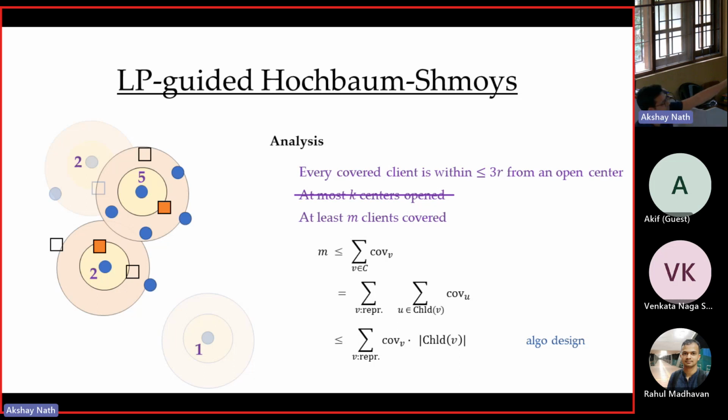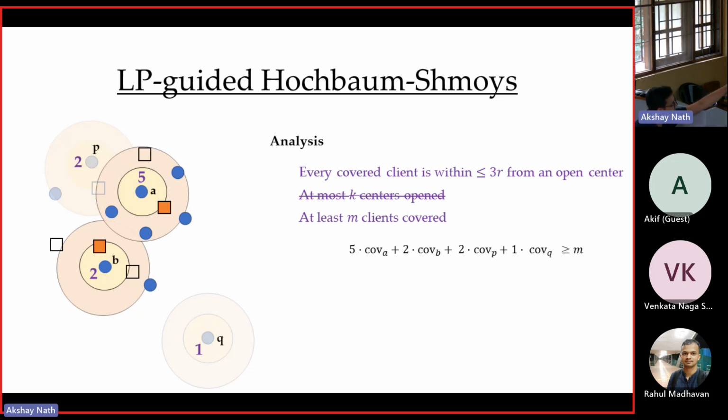So again, in this example, what I get is that if A, B, P, and Q are the representatives, then 5 times cov of A plus 2 times cov of B plus 2 times cov of P plus 1 times cov of Q is at least M. It's an inequality that I've gotten. I've opened A plus B, so I need to show that 5 plus 2 is at least M. That is not clear yet. But what is going to make this clear is looking at this sum.